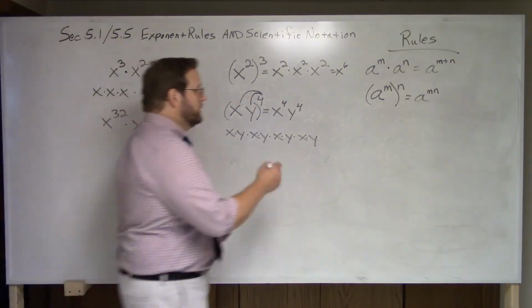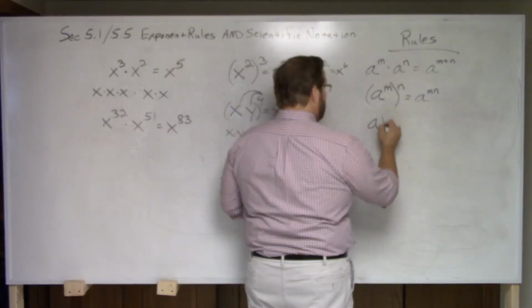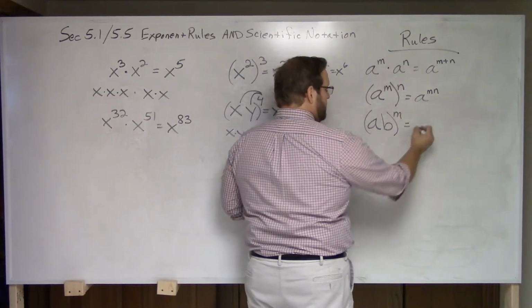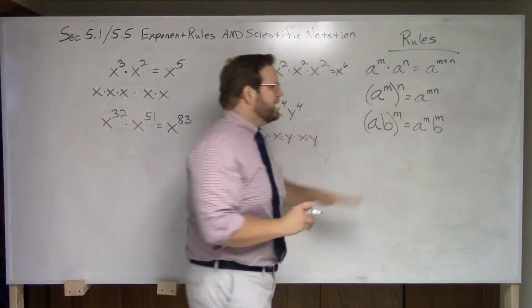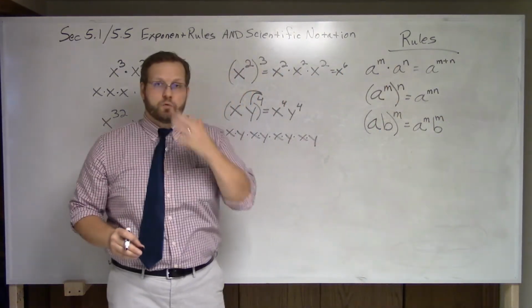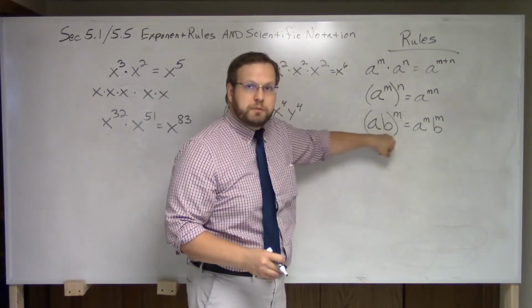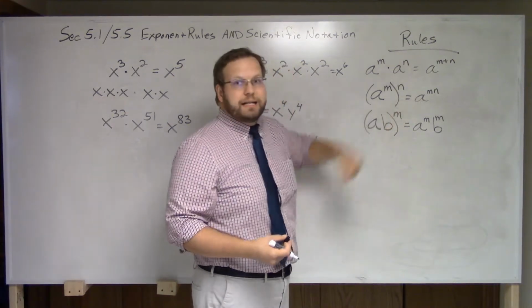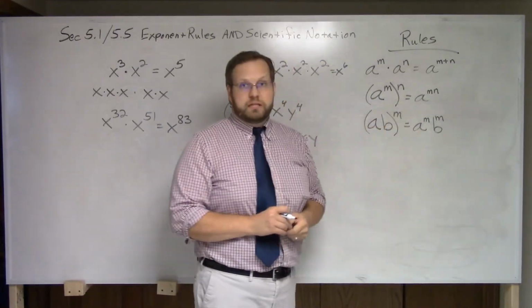Okay? So another rule could be a times b to the m, let's say, and then a to the m, b to the m. What I'm doing here is modeling the rule, as opposed to saying when I have a base that has 2 terms being multiplied, or 3 or 4, I would take the exponent and I would put it on each part of the term. Instead of saying that, I'm just modeling it with these variables.